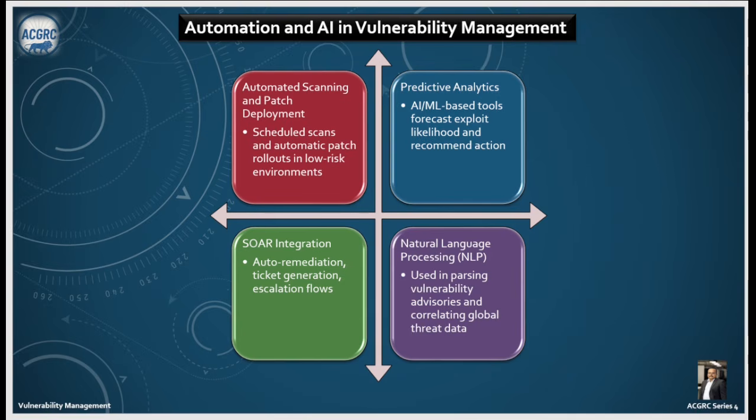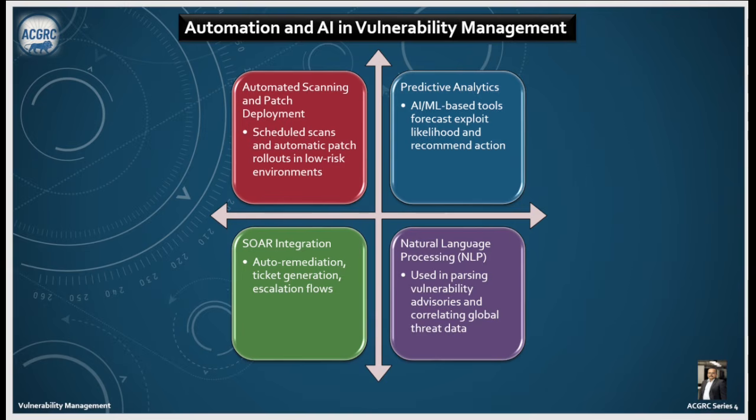From an auto ticketing and workflow trigger perspective, well, when a vulnerability is found, automation can open a ticket in your IT system like ServiceNow, assign it to the right team, and start the response process instantly. Why it helps? Well, it removes the manual steps, speeds up the response, and ensures nothing is missed. Simple example, it's like getting an instant to-do list the moment a problem is discovered.